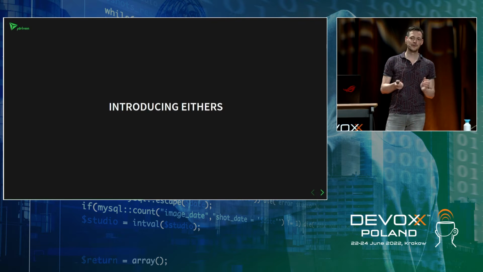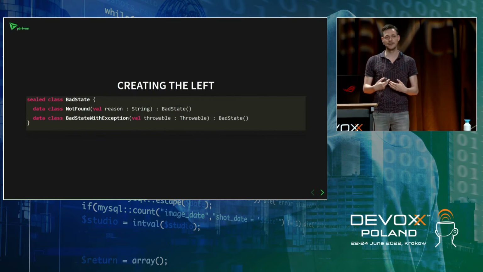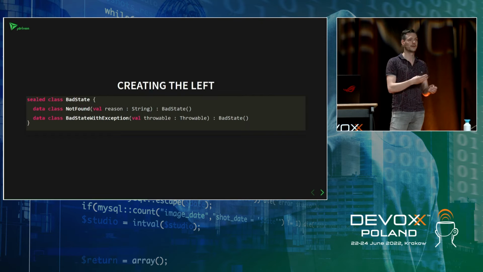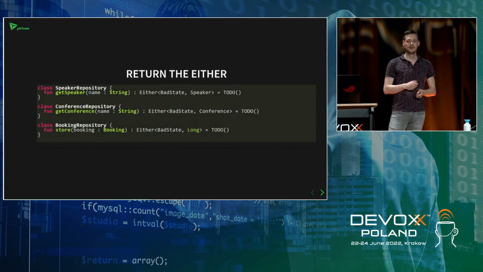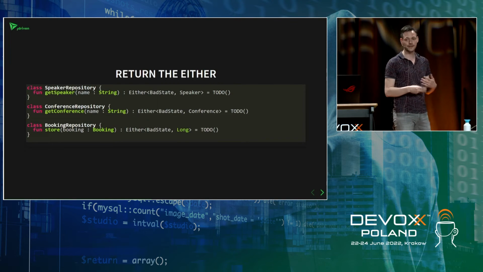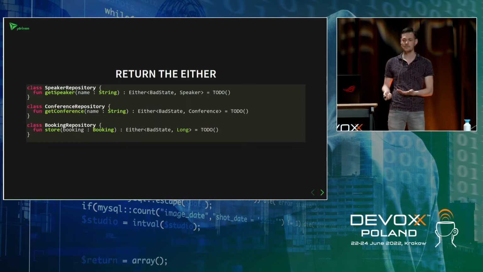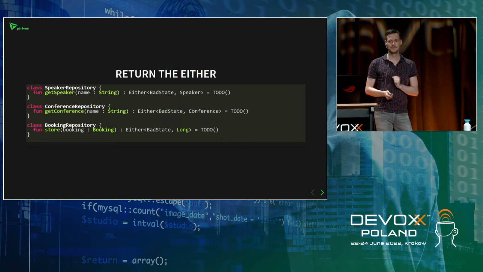And we'll start with creating the left side of the either, so the error context. And for that, personally, I like to use a sealed class. So we can define all our domain exceptions within the sealed class. In this case, we have a not found and a more general something went wrong. Now we can refactor our repositories to make sure they will return an either with either a bad state or the value we're actually interested in. And I'm going to skip the service for a bit, but go straight to what this will do to our controller.